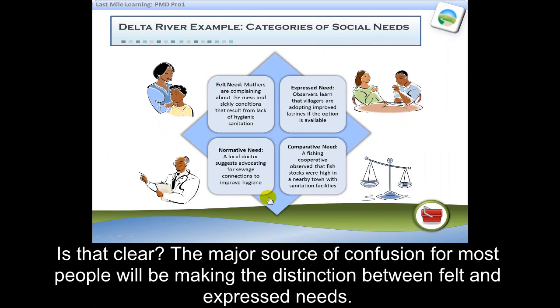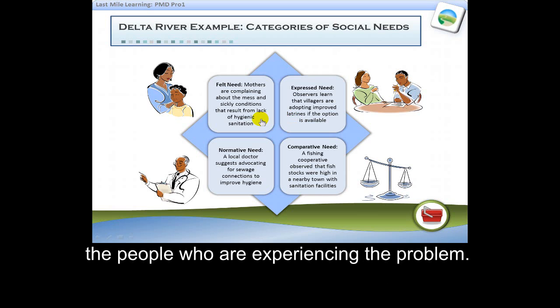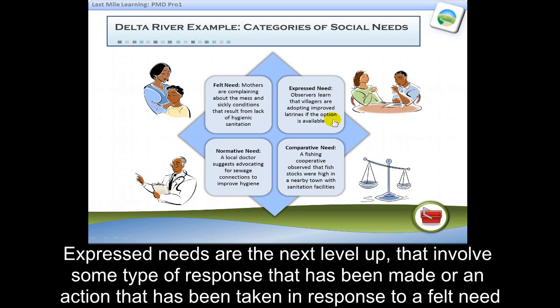The major source of confusion for most people will be making the distinction between felt and expressed needs. Remember that felt needs are at the most basic level and usually involve feelings, thoughts, and ideas that come from the people who are experiencing the problem. Expressed needs are the next level up. They involve some type of response that has to be made or an action that has to be taken in response to a felt need.